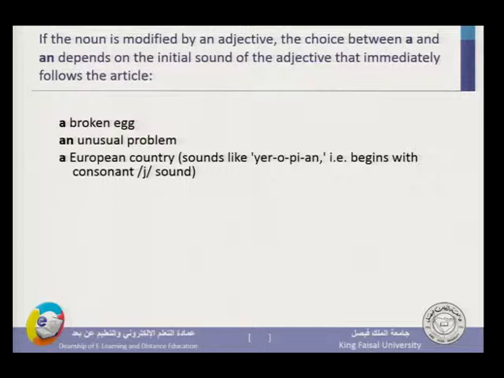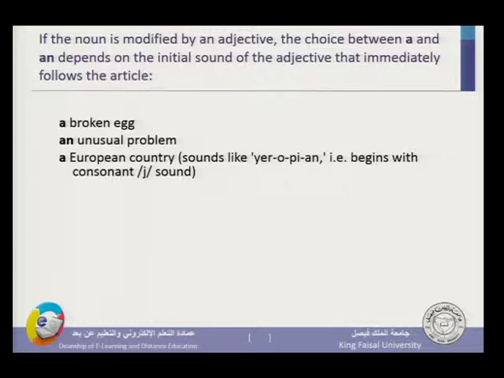This point I talked about, but it seems that I have to explain it again. European country sounds like "yeah", university, European. It is not treated as a vowel sound, because I do not pronounce the U as uh, as it is in unusual. In unusual, the U is pronounced as uh. But in the word European or university, the U is pronounced as "ya". This sound, ya, is considered a glide.